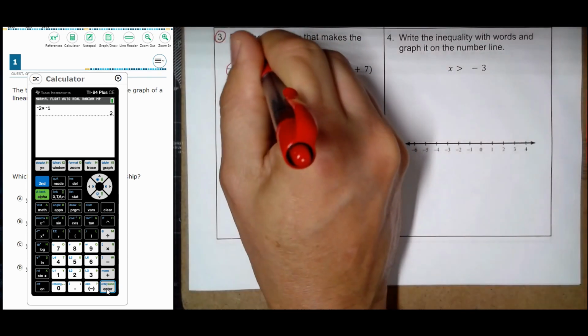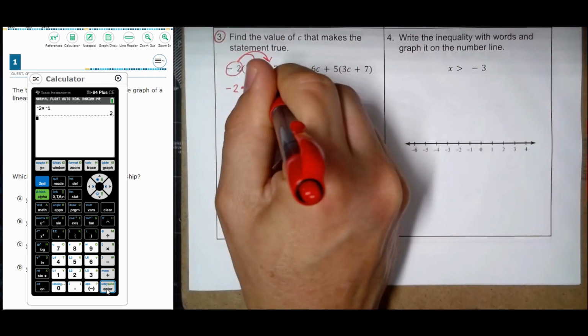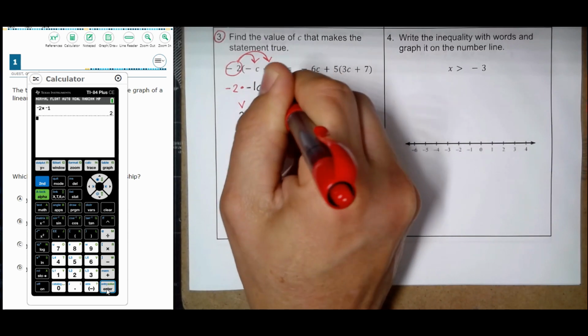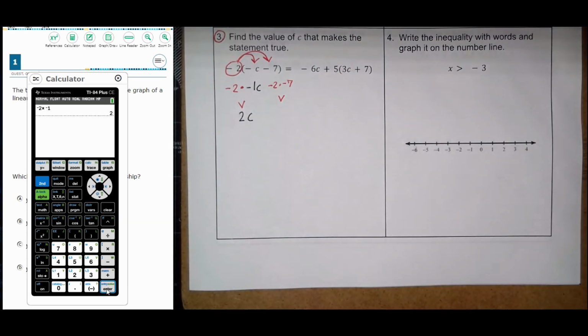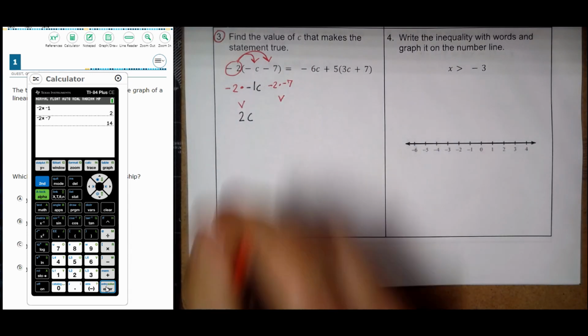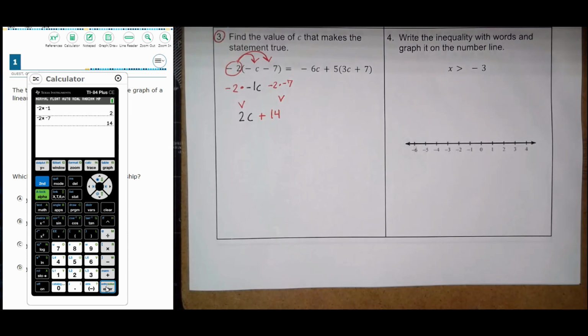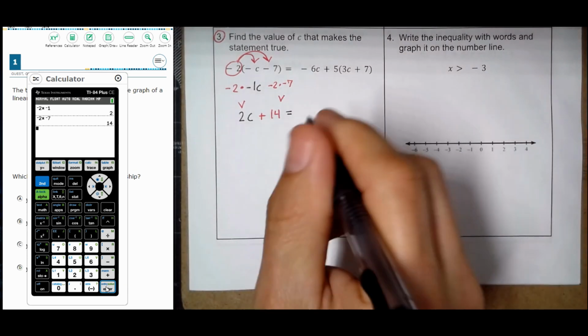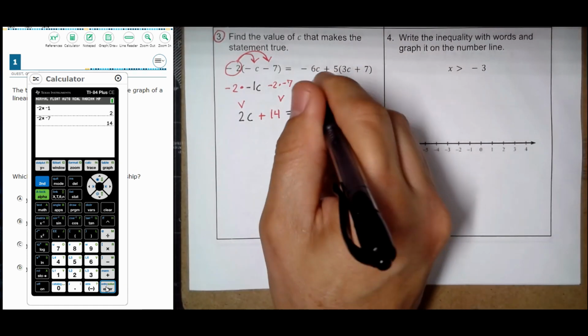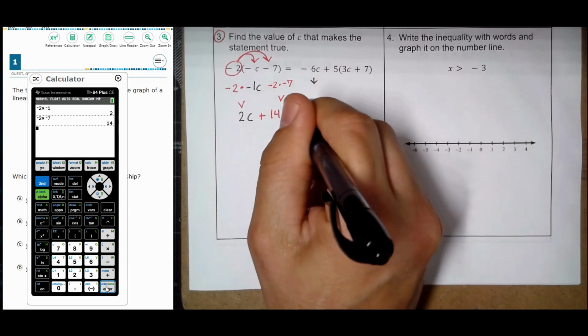And then I have negative 2 times negative 7. So negative 2 times negative 7, and it gives me positive 14. And then that's going to be equal to, I'm just going to bring down negative 6c.